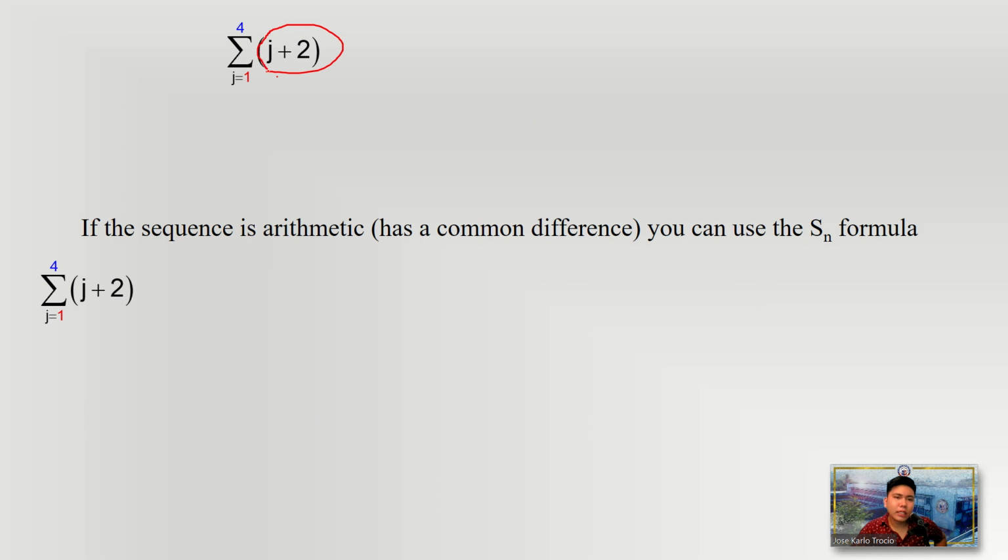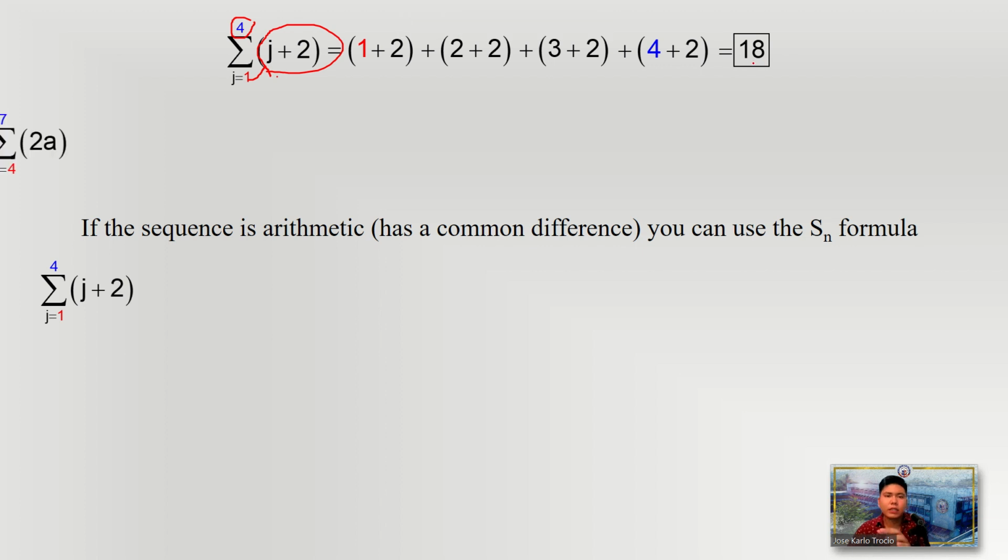This is the function j plus 2. So you start 1 plus 2, that is 3. Another, 2 plus 2, 3 plus 2, 4 plus 2. Why did we stop at 4? Because the upper limit is only up to 4. So again, you start with the domain 1, 2, 3, 4, up to 4 only, because of this. Okay, I hope you got the idea.